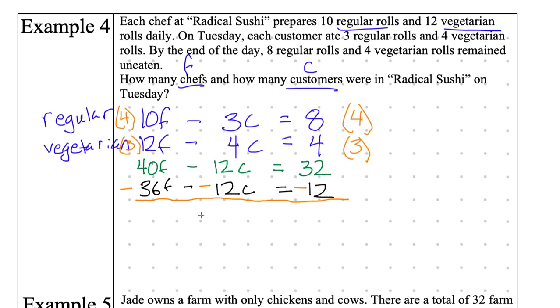Wait, so Mr. Sandell, how'd you get 36? Yes, Emma. 36F. So I'm doing 3 times 12, and 3 times 12 is 36. Yeah, 3 is being multiplied by that entire equation.